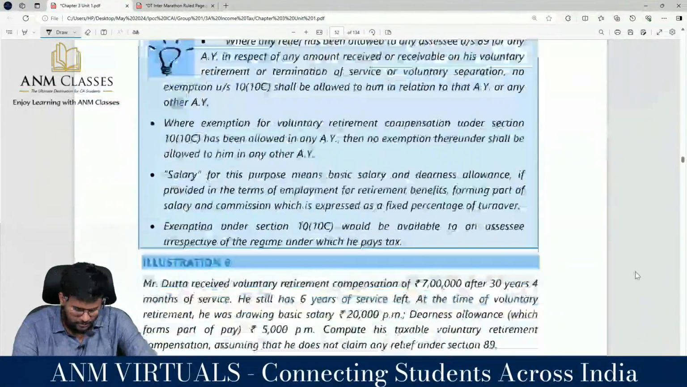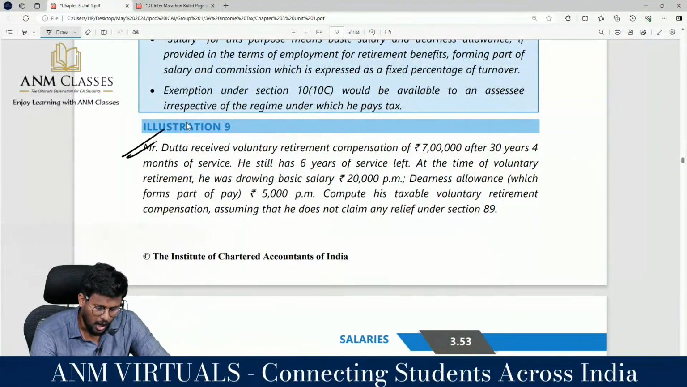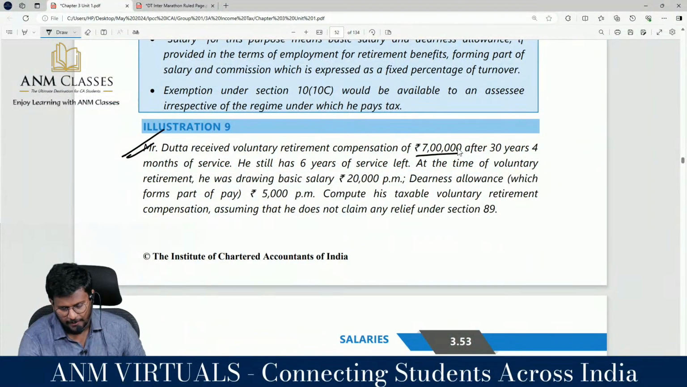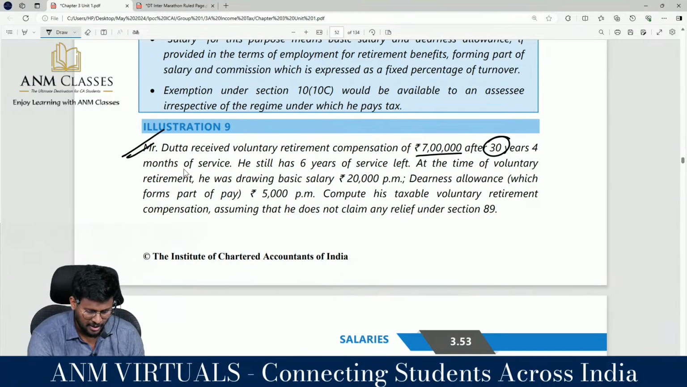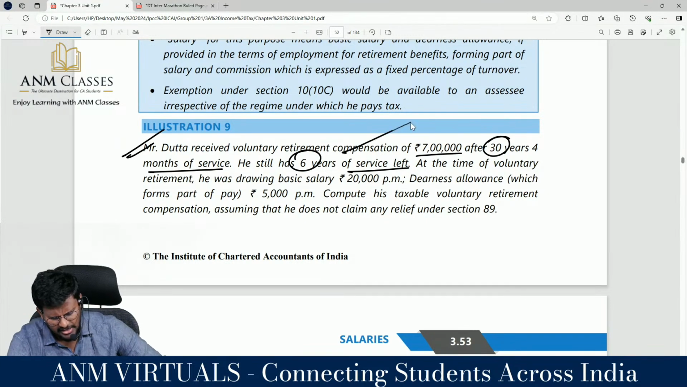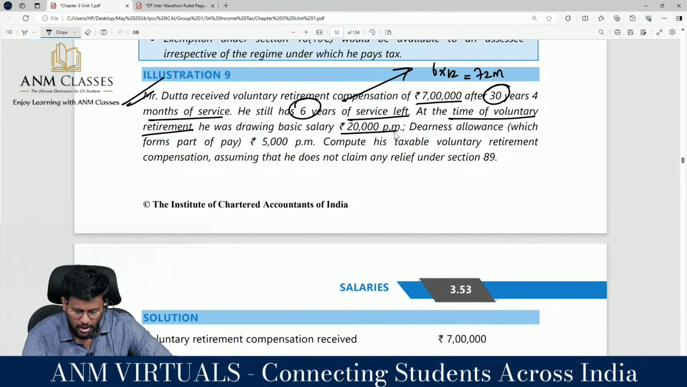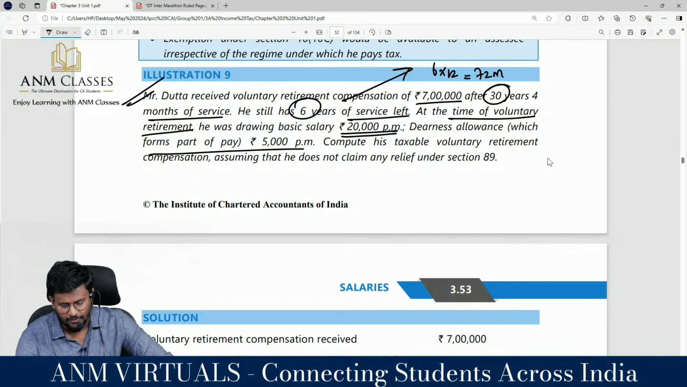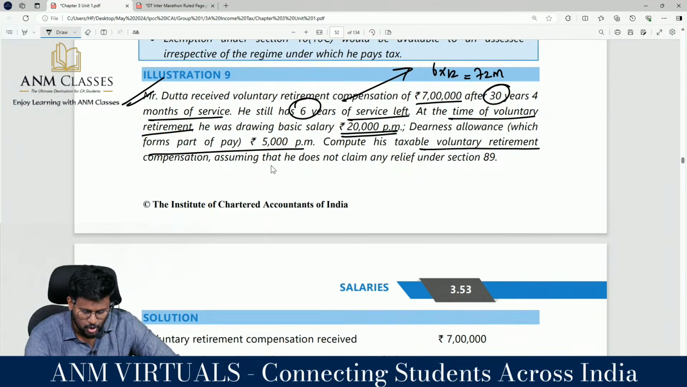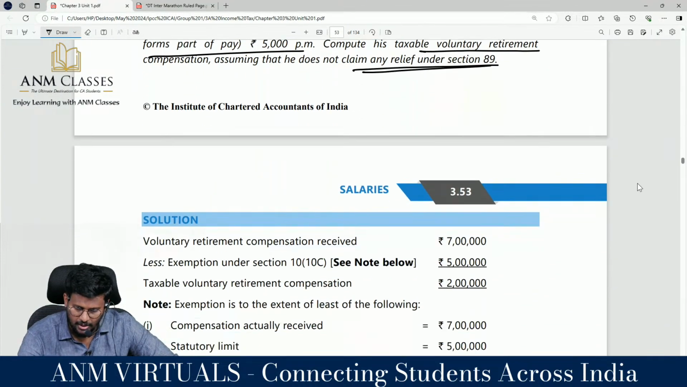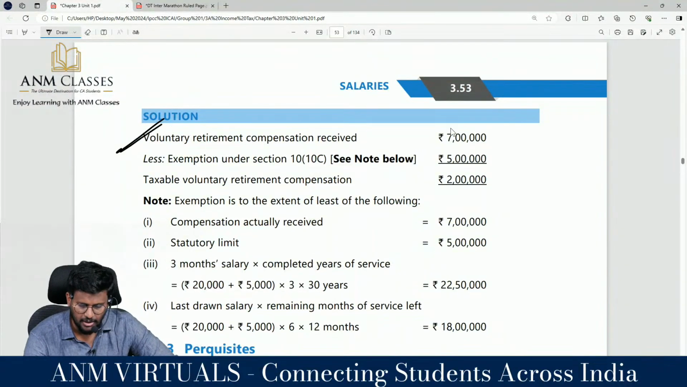Yes, sir. Mr. Dutta received voluntary retirement compensation of எத்தனை lakh? After எத்தனை year? எத்தனை மாசம் service? He still has எத்தனை years of service left? அப்ப 6 into 12, இன்னும் 72 months பாக்கி இருக்கா? At the time of retirement, he was drawing basic salary plus DA which forms part of pay, how much rupees? Compute taxable VRS assuming that he does not claim any relief under section 89. So what is the VRS received?